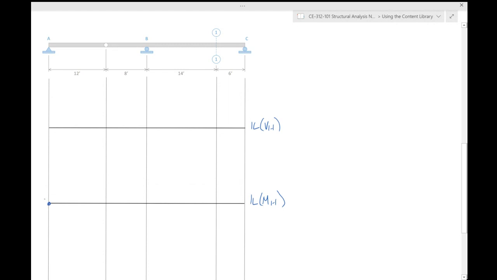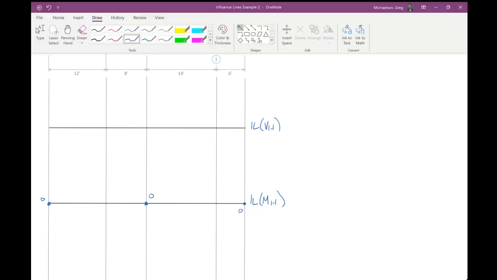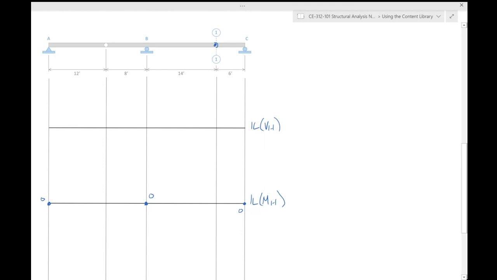So you better have a 0 here, a 0 here, a 0 here. Let me lower that a bit. 0. Okay, so watch this. Let's take moment. We're going to insert a hinge right there at section 1. Let me ask you a question. If I put a hinge at section 1, how many segments am I breaking this beam up into? How many different rigid segments are there? 3. Okay, so if there are 3 rigid segments, there's going to be 3 segments on the influence line.